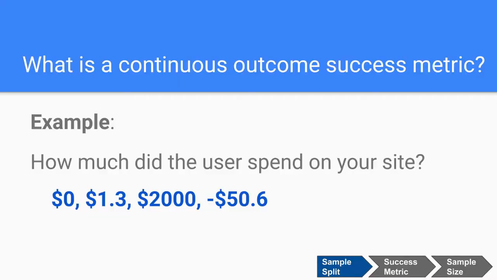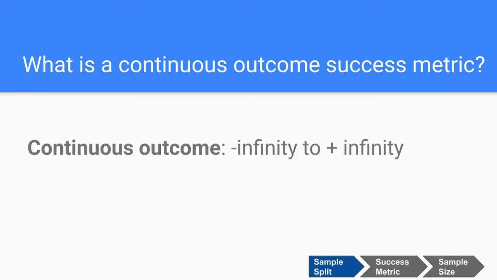How much did the user spend on the website? Is it 0? They didn't spend anything? It could be $1.30. It could be $2,000. Or if the user actually returned something on the site, the revenue could very well be negative. So basically, continuous outcomes can range anywhere between negative infinity to positive infinity.